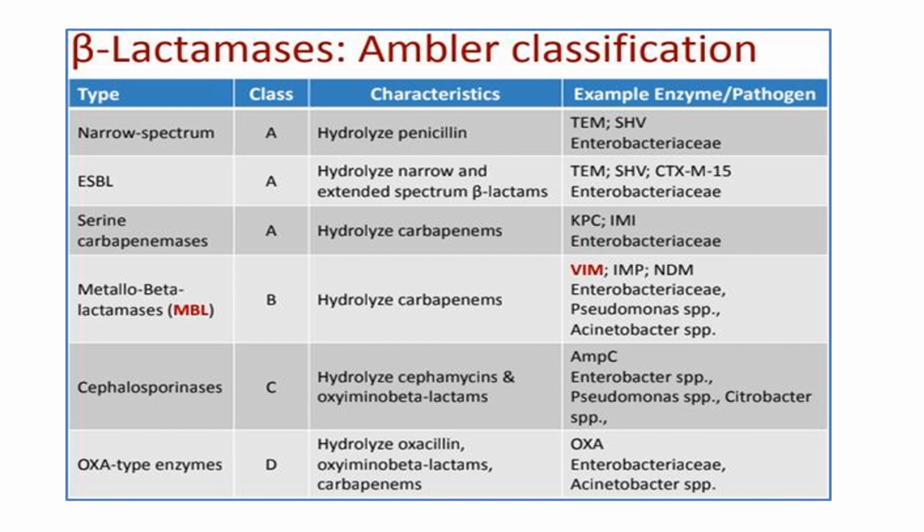Another type of beta-lactamase is the cephalosporinase, class C. It hydrolyzes cephamycins such as cefoxitin and oxyimino-beta-lactams. Examples of cephalosporinases are AmpC enzymes. They are commonly seen in Enterobacter, Pseudomonas, Citrobacter species. Another type of beta-lactamase is OXA. It hydrolyzes oxacillins, carbapenems and oxyimino-beta-lactams. It is commonly seen in Enterobacteriaceae and Acinetobacter. So this is how the Ambler classification describes the different types of beta-lactamases. Accordingly, the antibiotics can be identified for the treatment.